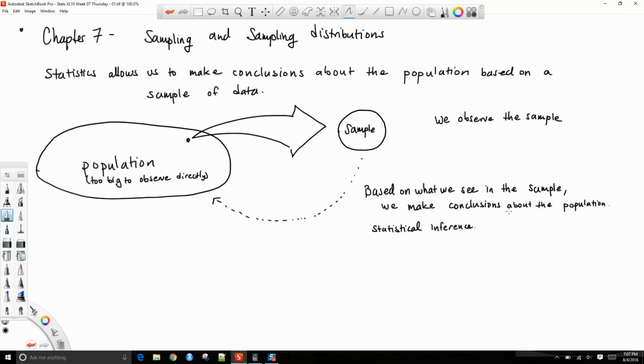Okay, and generally the population has a property which we call a parameter. Okay, so the population has a property that we're interested in. Okay, and so this is called the parameter.